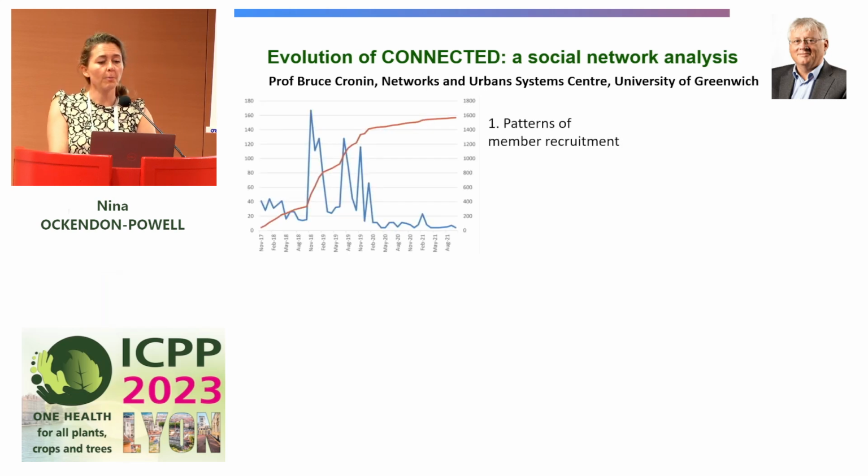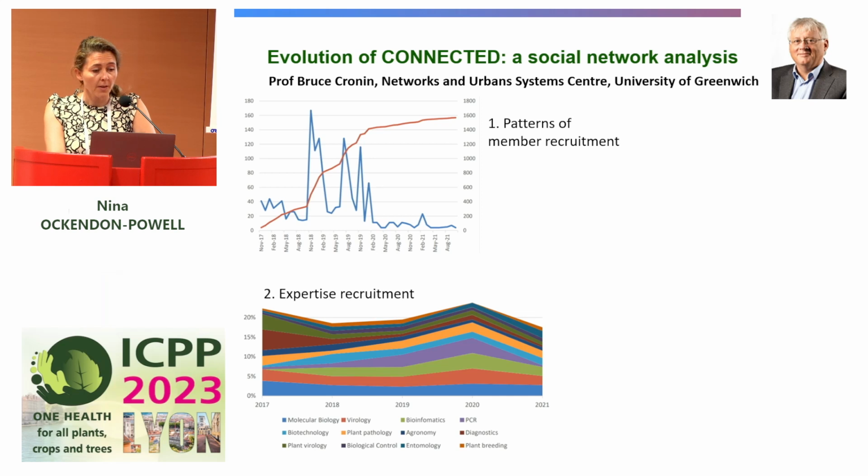So they've been looking at patterns of recruitment. You can see the red line is the cumulative membership over time, and the blue highlights the spikes in members joining, which can be mapped onto our different activities. They've been looking at expertise recruitment. When members join, they tell us about their different expertise and knowledge areas, and so we can see how those different areas contribute and fluctuate over the life of the network.